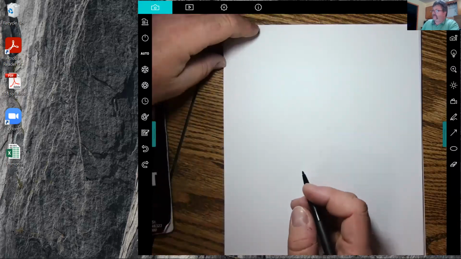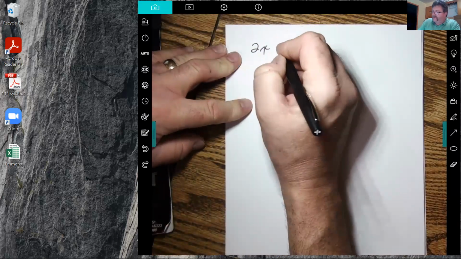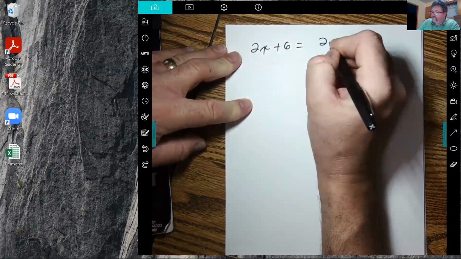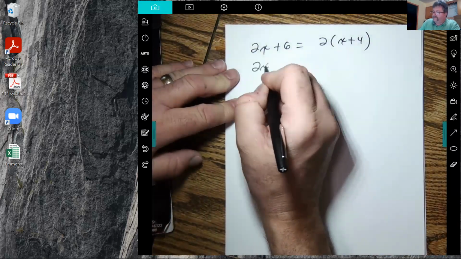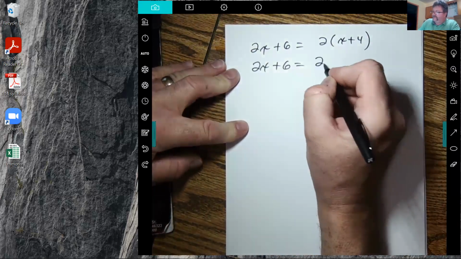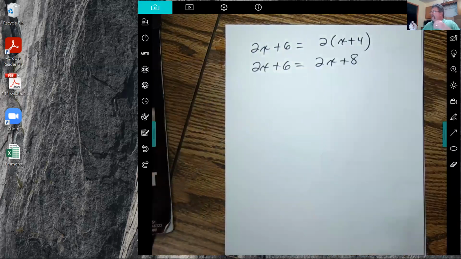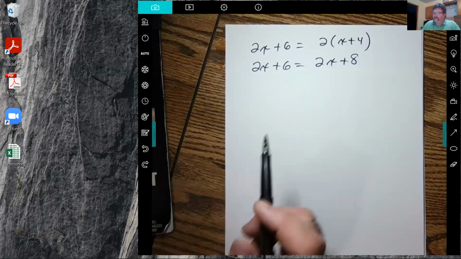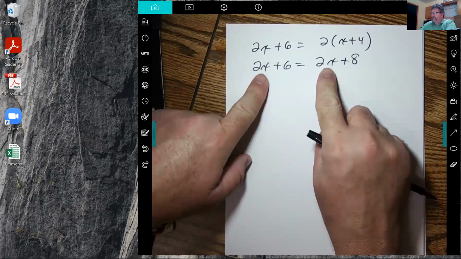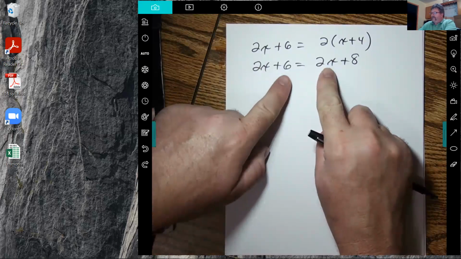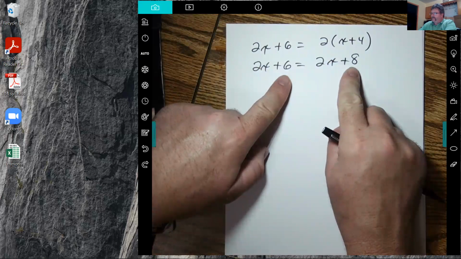If I had an equation like this, 2x plus 6 equals 2 parentheses x plus 4. Well, let's simplify. 2x plus 6 equals, distributing, 2x plus 8. Right here, you should spot a problem because remember, an equation's a balance. I've got 2x plus 6 on one side and 2x plus 8 on the other side. How could these ever be balanced? The 2x and the 2x always balance each other out, no matter what x is. But these two things are always out of balance.